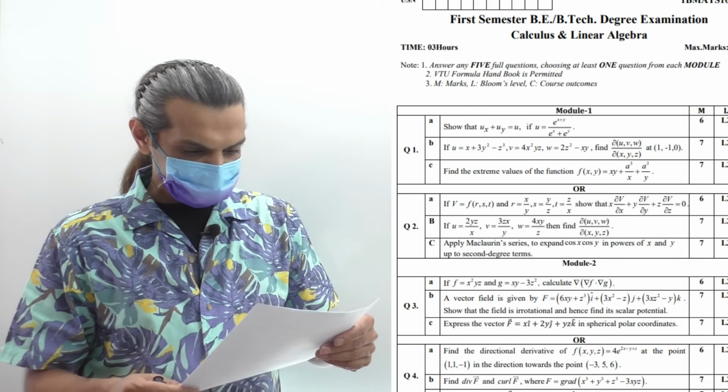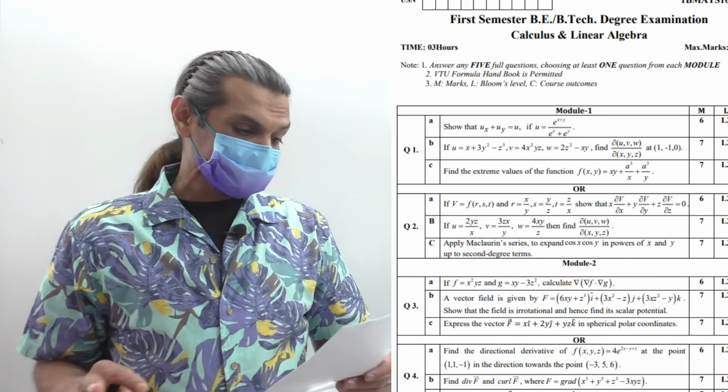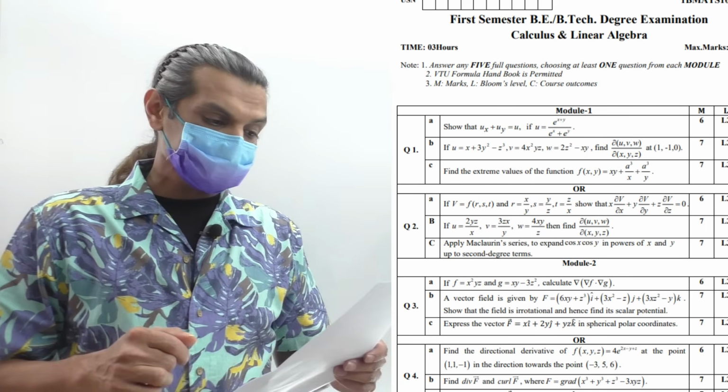Okay, so we are done with the first question from module 1a here. The second one from module 1 is question 1b. If u is equal to x plus 3y square minus z cube, v is equal to 4x square yz, w is equal to 2z square minus xy, find dou(u,v,w) by dou(x,y,z) at (1, -1, 0). A very important problem from Jacobians.